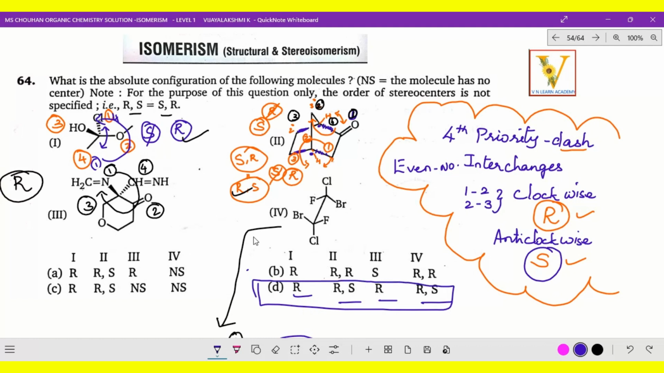See, if you know the CIP rule thoroughly, you are able to identify this RS configuration absolutely according to the CIP rule. I hope you got the clarity. Come on, let's go to the next question.